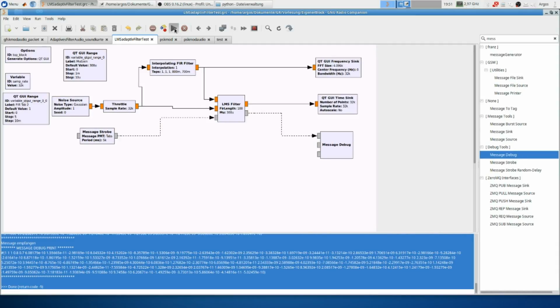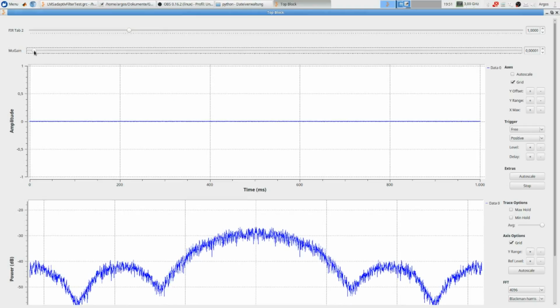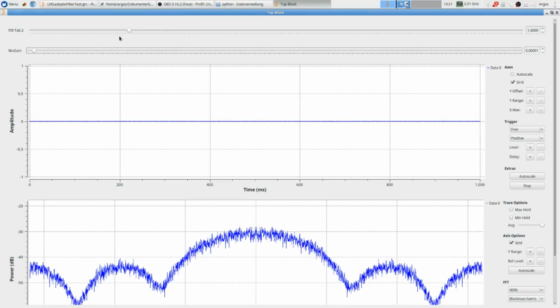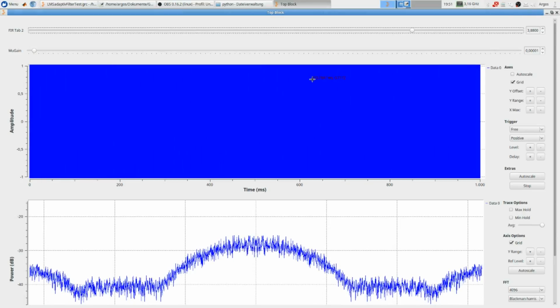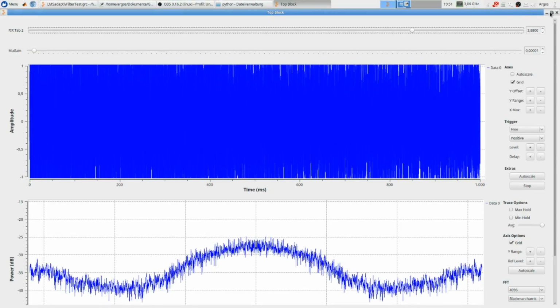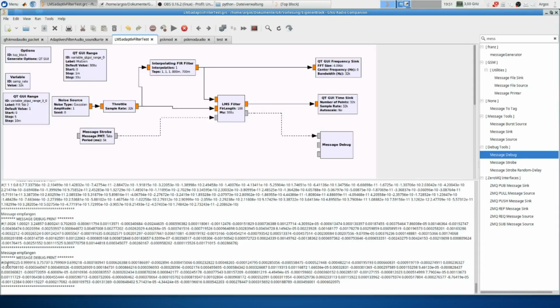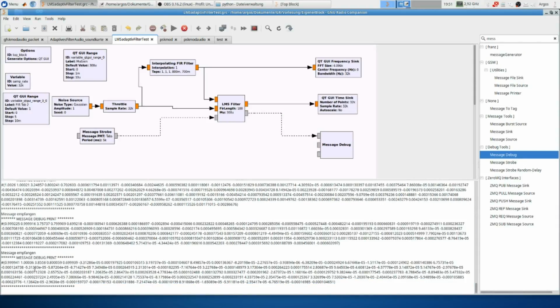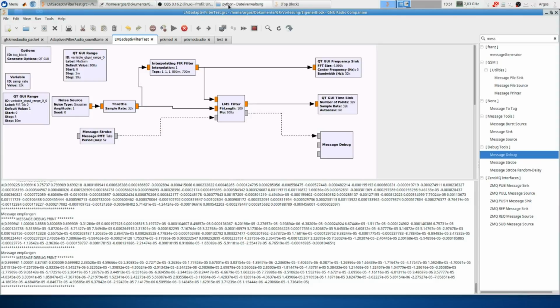Okay, let's run the graph again and decrease the mu factor, and we change it so you can see the error is pretty huge. And let's have a look at the debugging message. You can see here it needs some time to converge. Okay, it's not a good demonstration.